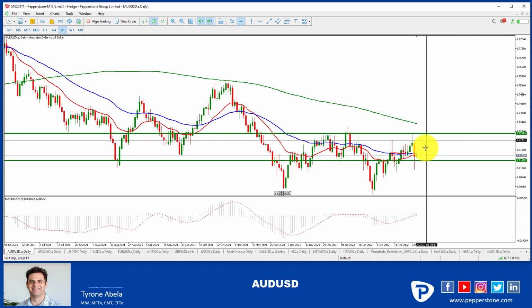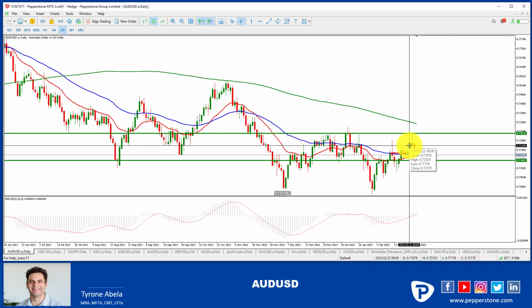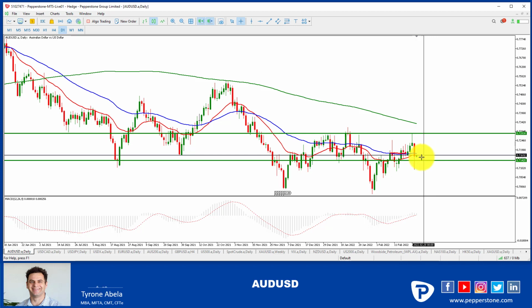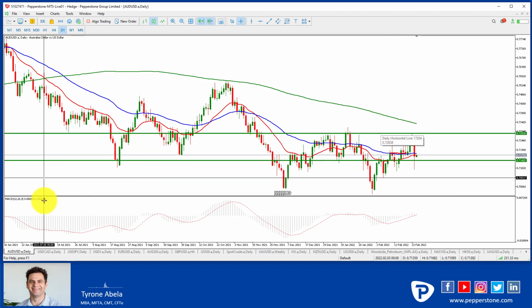So hopefully you're able to catch some of that move up into the 72.80. And if you were fortunate enough to trade that session on the 15-minute chart, you should have been able to get some good shorts as well. All right, over to the US dollar CAD.